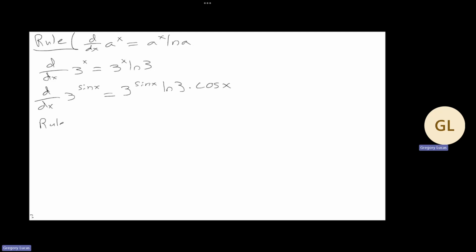Let's look at one more rule. Let's say we have the derivative of log base a of x. This is 1 over x ln a. We have a few restrictions here just because it is log. So a always has to be greater than 0 with logs, and a can't be 1. So that's just back to algebra where we'd have that rule.